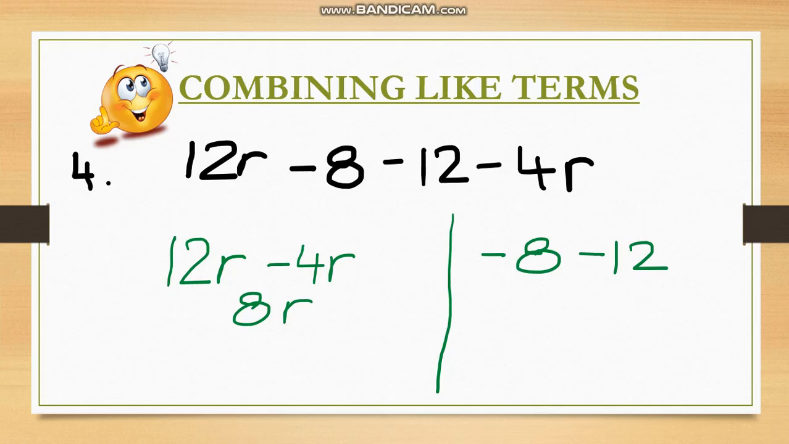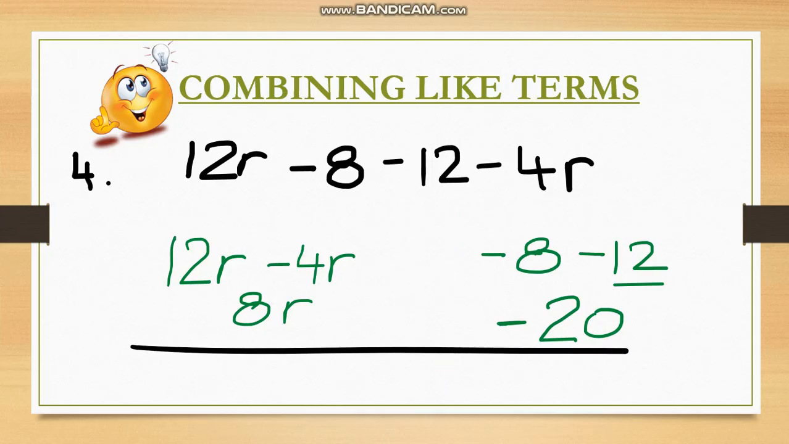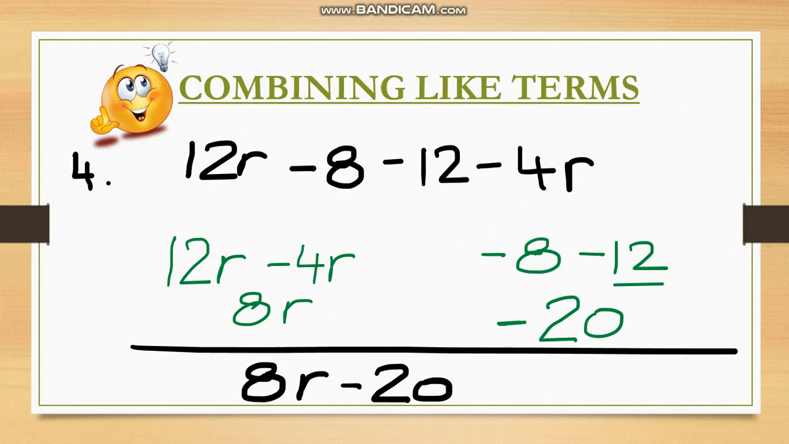Here we have two negatives. Negative negative is positive, 12 plus 8 is 20. What will be the sign of this 20? Absolutely a negative sign. Why? Because 12 is the greater number. It carries a negative sign. Hence, here we have negative 20. Now, what happens? What is my answer? Let's bring these terms together. 8r minus 20. This is how we add or subtract our like terms.